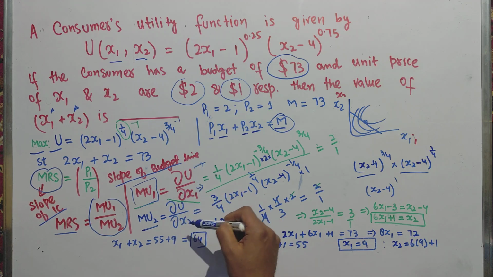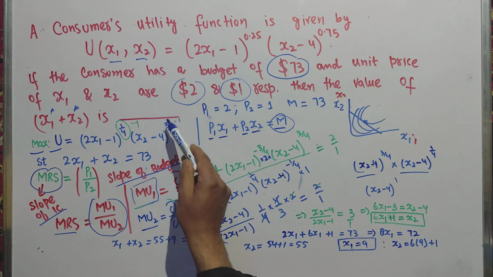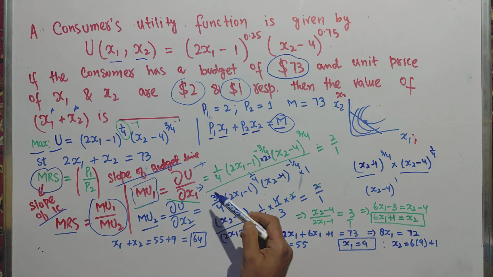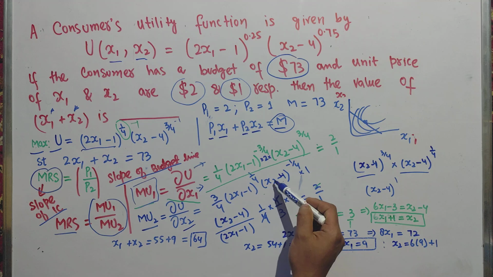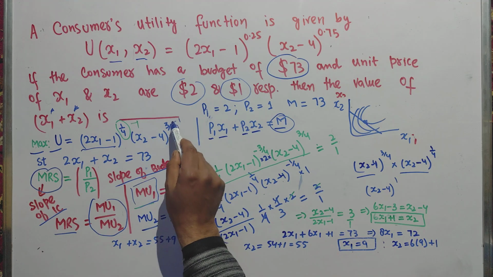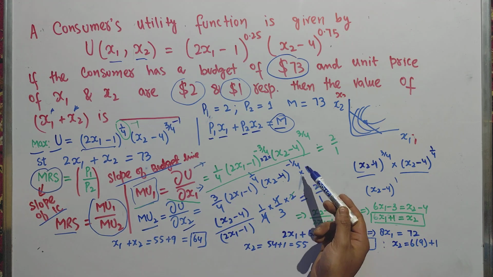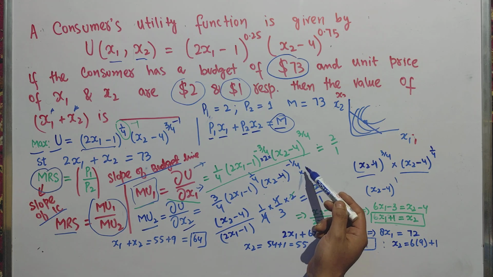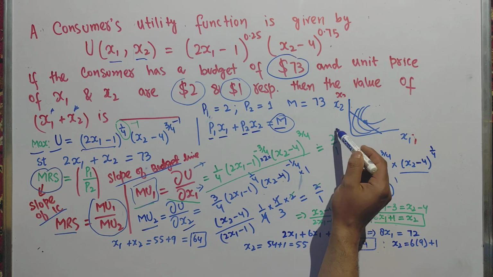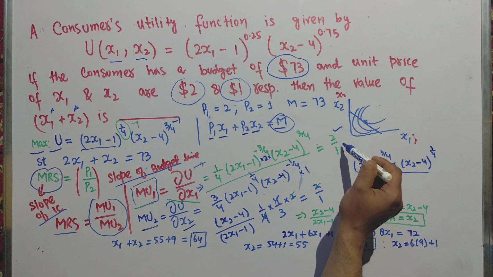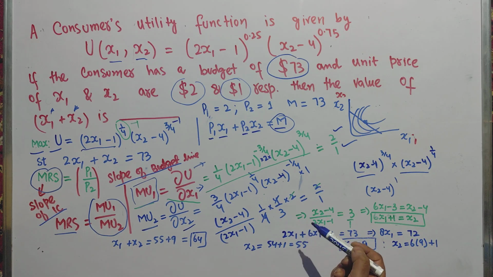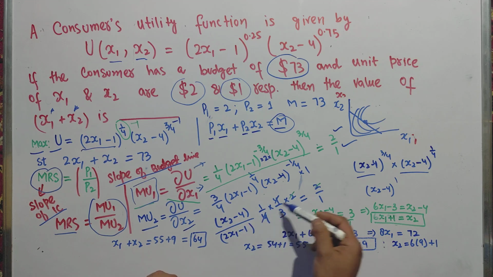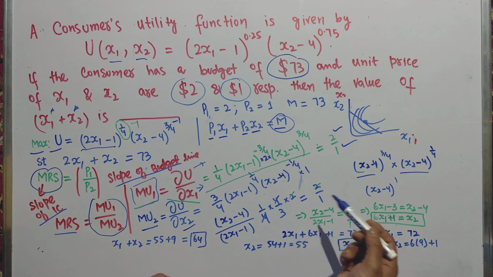In this case, since we are taking the partial with respect to x2, 3 upon 4 becomes the coefficient, then this term remains the same, and for x2 minus 4, the exponent is subtracted by 1, and we get minus 1 upon 4. This should be equal to the ratio of the prices. This is the price of good 1, this is the price of good 2. When we solve these two things, there is some cancellation.